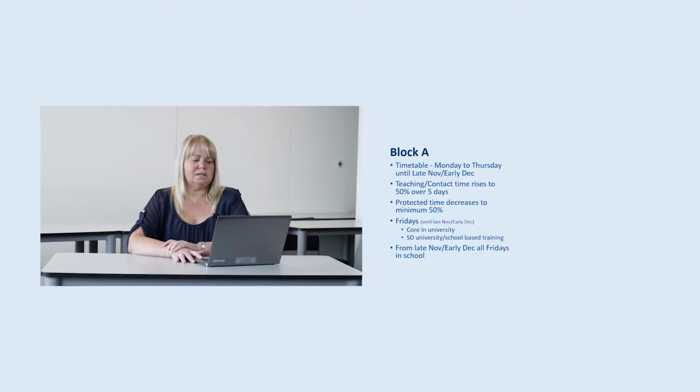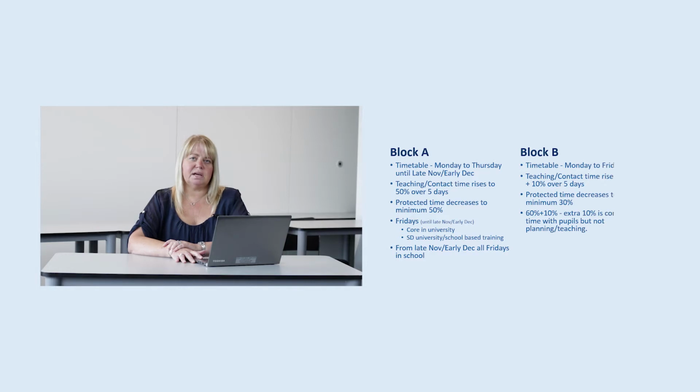So in Block A, the timetable for students runs from Monday to Thursday, regardless of whether they are a core or a school direct student. And this continues until late November, early December. The teaching contact time therefore rises to 50% over 5 days, and the protected time decreases to a minimum of 50% over 5 days too. So on Fridays, all of the core students will be in university until late November, early December, and the school direct students will either be in university or involved in school-based training at their Alliance Lead schools. And of course, from late November, early December, all Fridays will be spent in school.